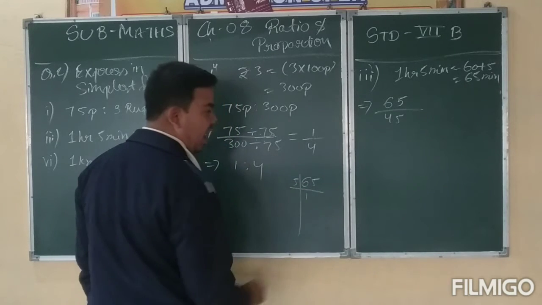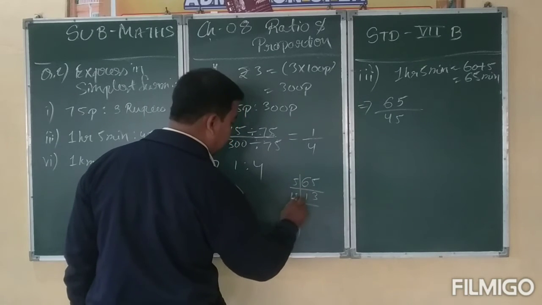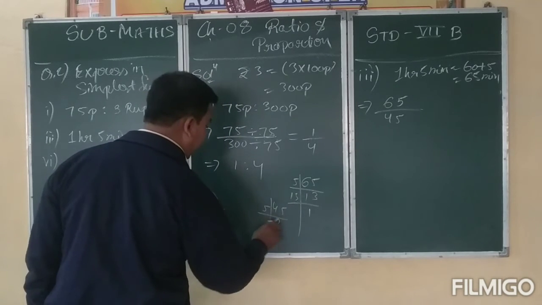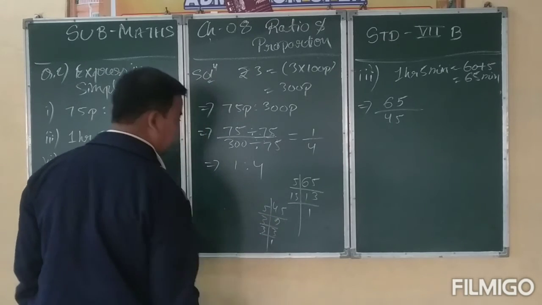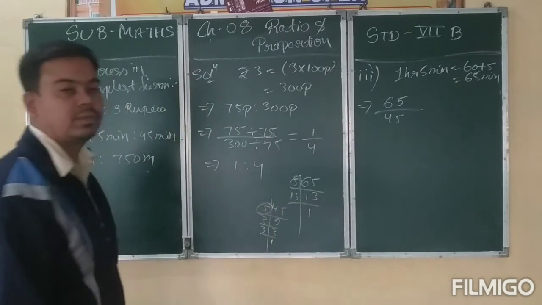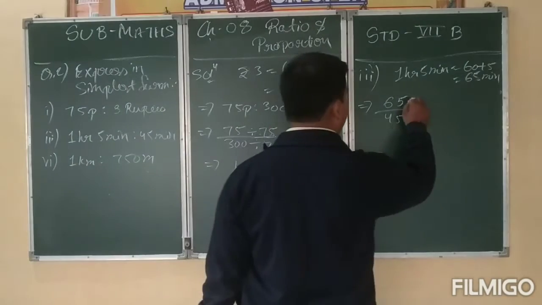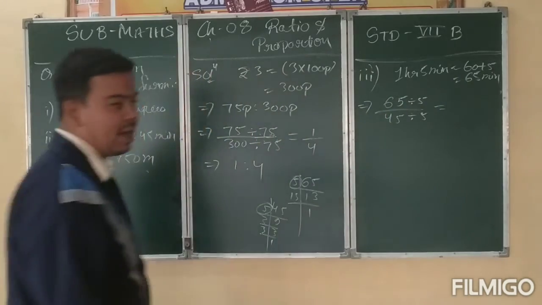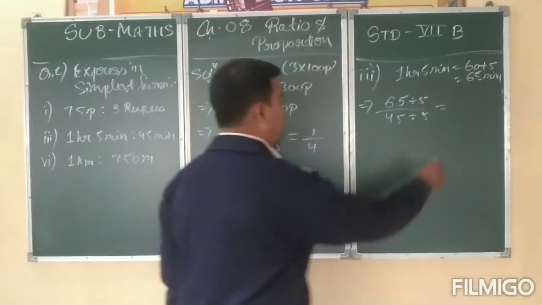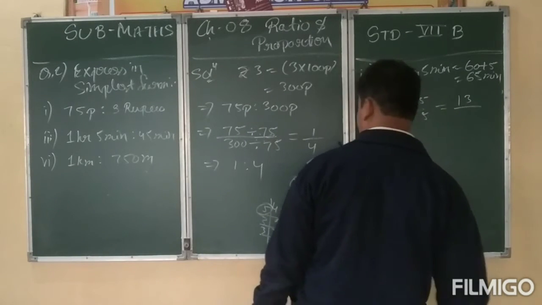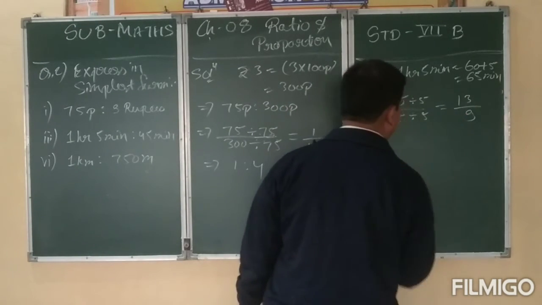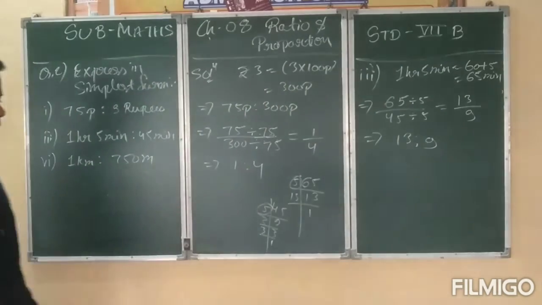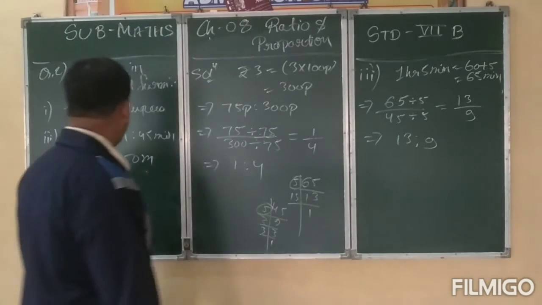HCF. 5 1s are 5, 5 3s are 15, 13 1s are 30. Then 45: 5 1s are 5, 5 9s are 45. 3 3s are 9, 3 1s are 3. So only 5 is common. 5 is common, so both the numbers divided by 5. LCM is 5. So 5 1s are 5, 5 3s are 15, 5 9s are 45. In a ratio, 13 ratio 9. Clear? Then sixth question.